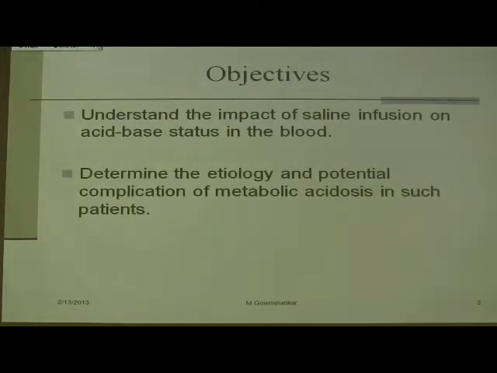So these are our objectives. First of all, I want to take you through the understanding of what saline infusion can or will not do to acid-base status in the blood, and then try to figure out what the etiology is, if there is an acid-base disturbance, and whether or not there are any potential complications associated with it that we should be aware of, and therefore maybe in certain circumstances or in all circumstances not use normal saline.